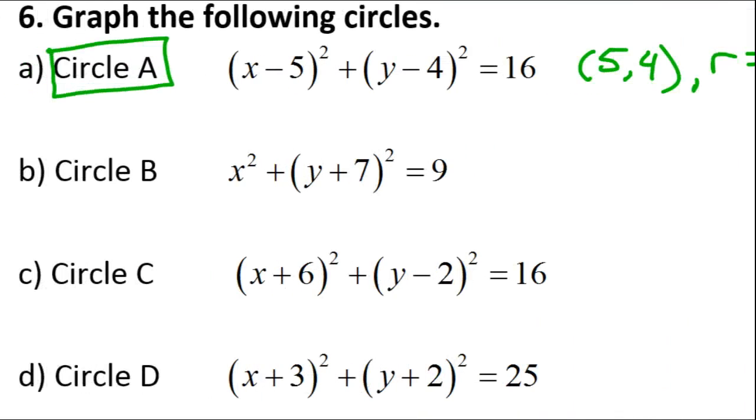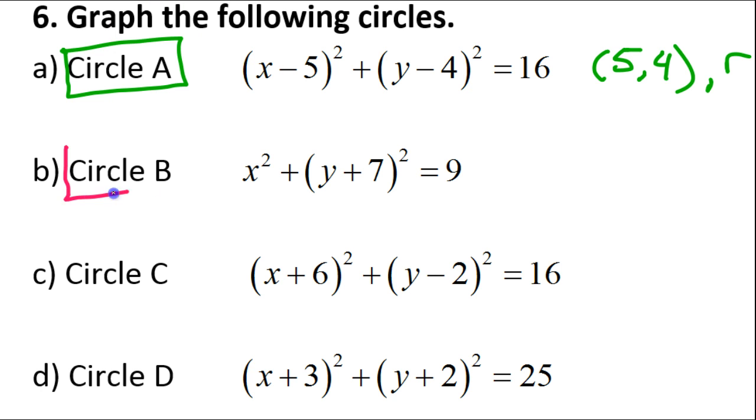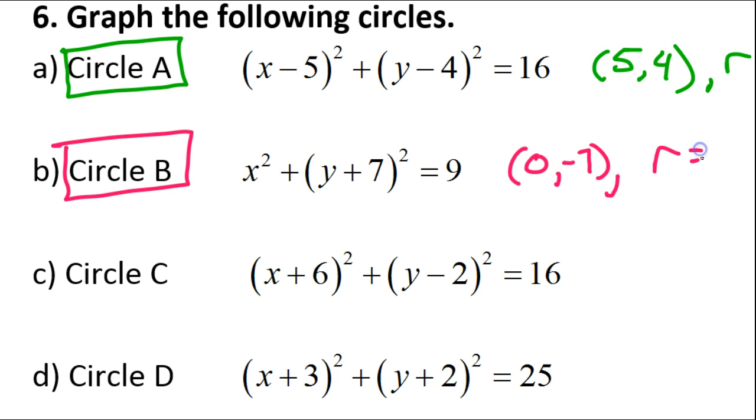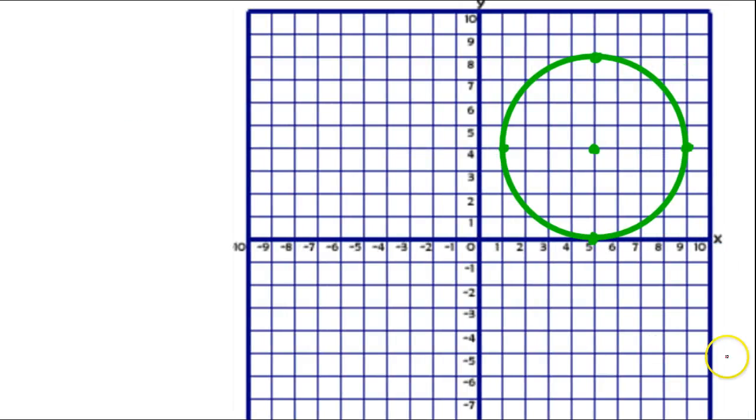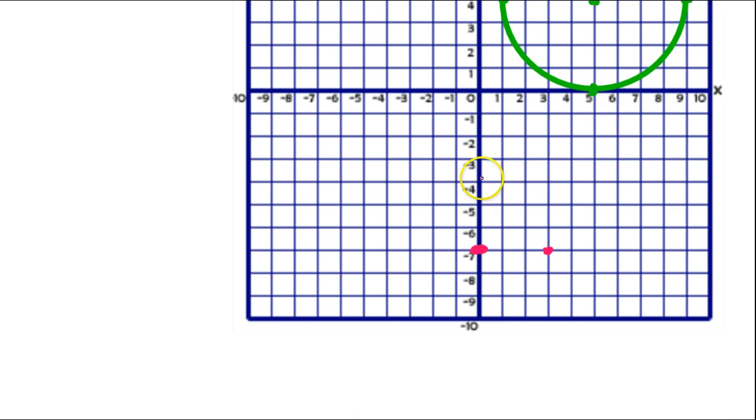All right, the next one I will do in pink. So my center is going to be 0, comma negative 7, with radius 3, square root of that. 0, negative 7 is going to be right here. And then radius of 3, so I'm going to go 3 in all directions. So this is going to be my circle. So that's what that one should look like.